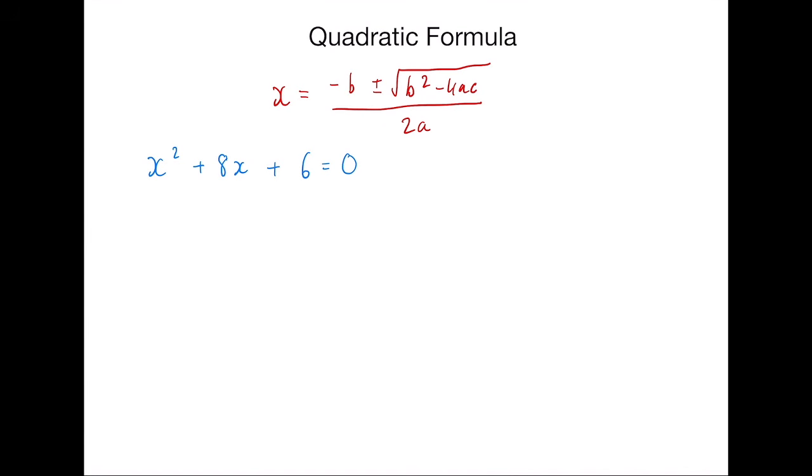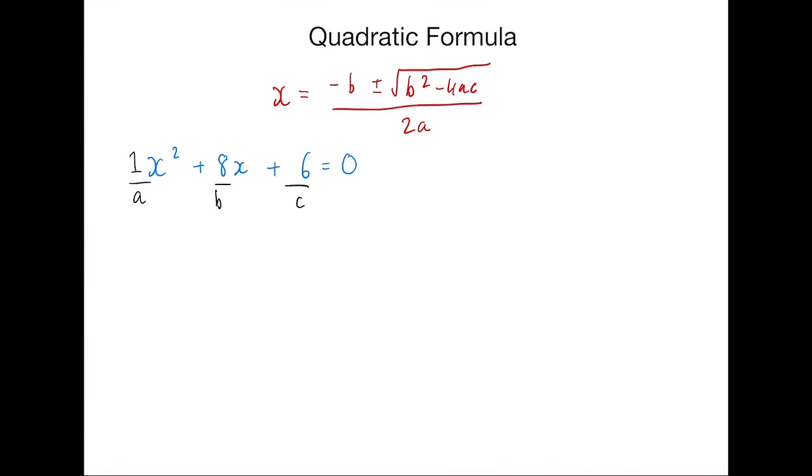So looking at this, what numbers multiply together to make 6 and add together to make 8? Now we've got things like 3 and 2, 6 and 1, but none of them make 8. So this is where we'd use the quadratic formula. The letters A, B and C come from the coefficients of the equation. So A would technically just be 1 in this case, B would be the 8, and C would be 6.